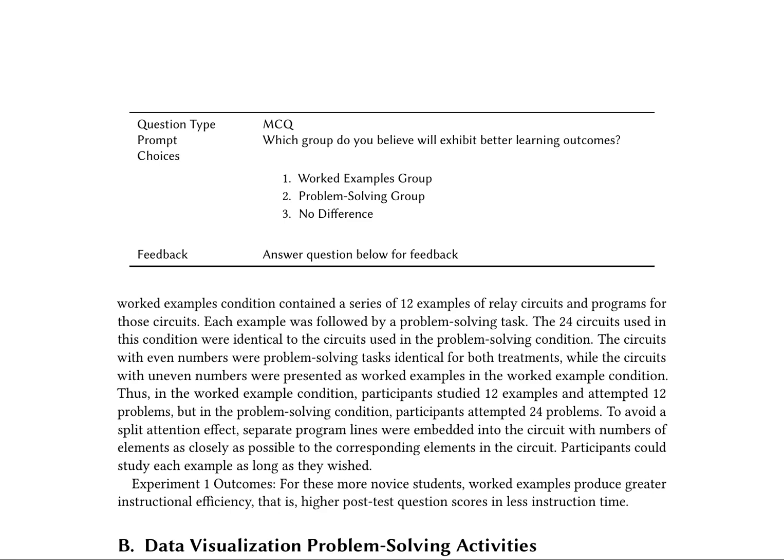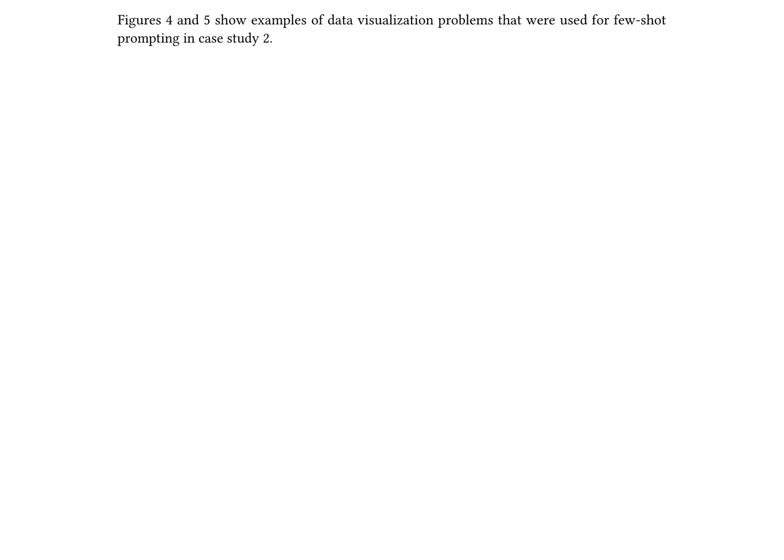In the realm of instructional design, a crucial question arises. Do worked examples or problem-solving tasks better facilitate learning for novice students? To investigate this, researchers compared the efficacy of these two approaches in a controlled study. In the worked examples condition, participants studied 12 examples and then attempted 12 problems, whereas in the problem-solving condition, they tackled 24 problems directly. The results unequivocally demonstrate that worked examples yield greater instructional efficiency, as manifested in higher post-test scores achieved in less instructional time. This outcome implies that worked examples are a more effective instructional strategy for novice learners.